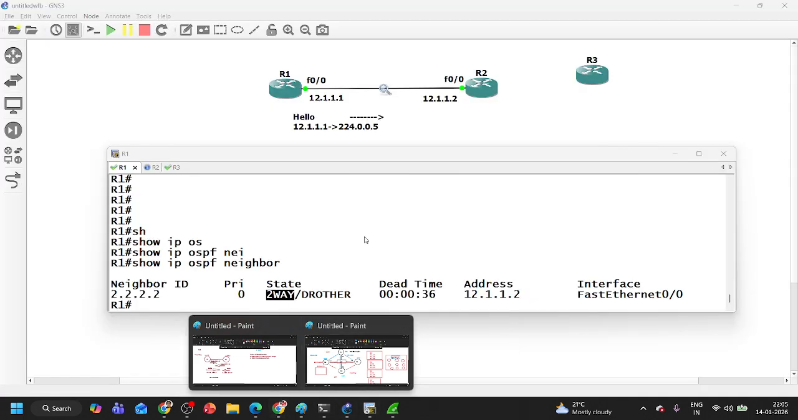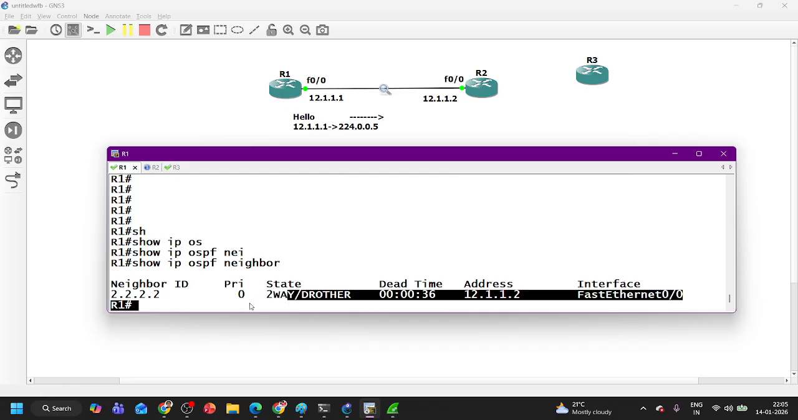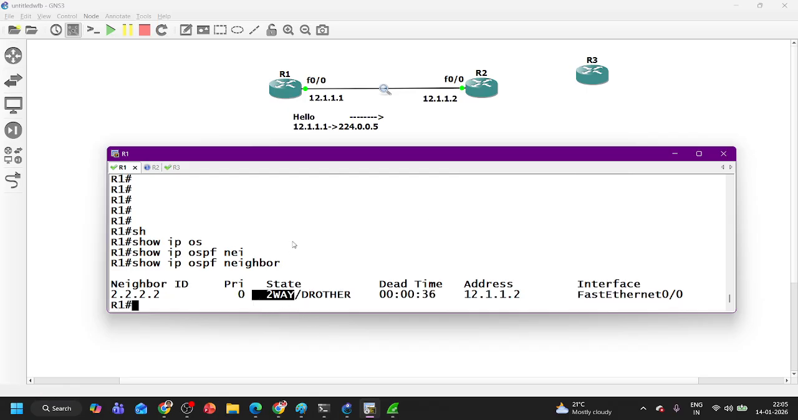But here, this two-way state is an issue. Right? Because the network type is broadcast. On a broadcast network type, a DR router must be there. And here we have configured priority 0. That's why no one is participating in the DR and BDR election. That's why your neighborship is stuck in two-way state. Sometimes the interviewer asks this kind of question.